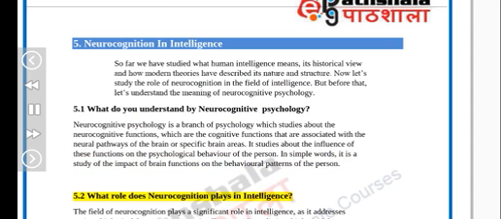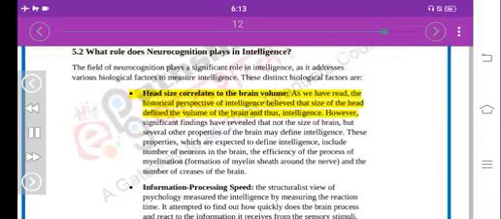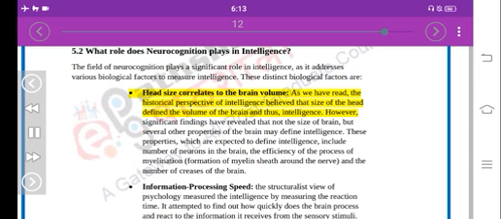5.2 What role does neurocognition play in intelligence? The field of neurocognition plays a significant role in intelligence, as it addresses various biological factors to measure intelligence. These distinct biological factors are: head size correlates to the brain volume. As we have read, the historical perspective of intelligence believed that size of the head defined the volume of the brain and thus, intelligence. However, significant findings have revealed that not the size of brain, but several other properties of the brain may define intelligence.